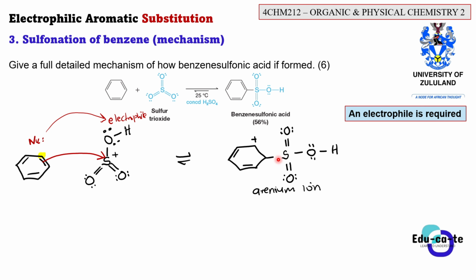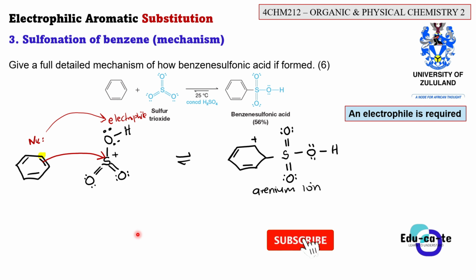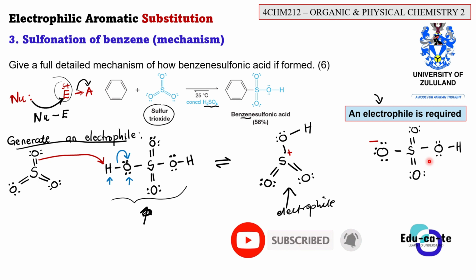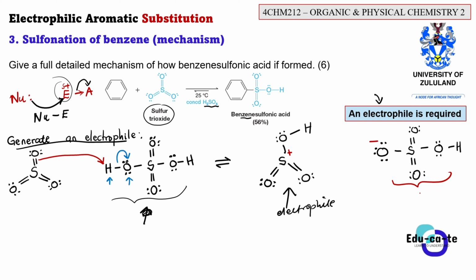But you can see that in the product we have at hand, we are only having 2 double bonds, and we're having a positive formal charge. So what will happen? This arenium ion will try to regain its aromaticity. So it will try to gain back this double bond. And how does it gain back this double bond? You need to remember that in the reaction mixture we still have this HSO4 minus, the one that we derived from H2SO4.